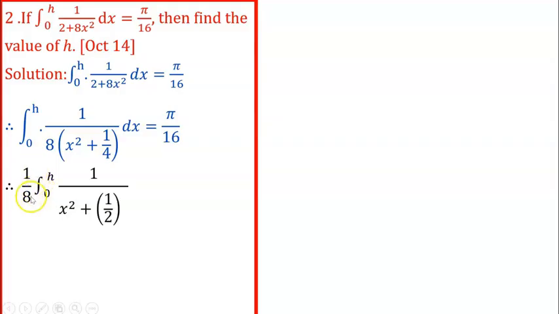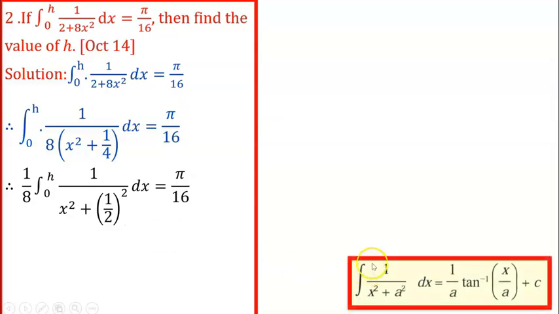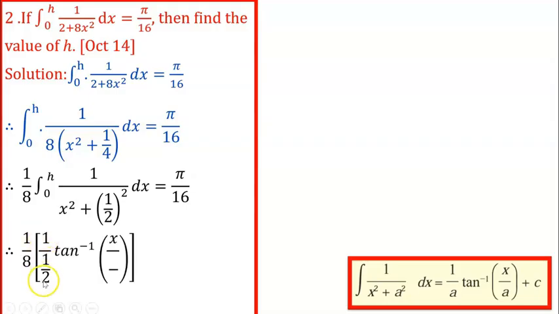Take the constant outside this integral sign. Integral 0 to h of 1 upon x square plus 1 by 4, which means 1 upon 1 by 2 bracket square, dx. What about the integral of this? Integral of 1 upon x square plus a square dx is equal to 1 upon a tan inverse of x upon a plus c. And hence you will get 1 by 8, 1 upon 1 upon 2, tan inverse of x upon a, which is 1 upon 2, integral 0 to h, equal to pi upon 16.